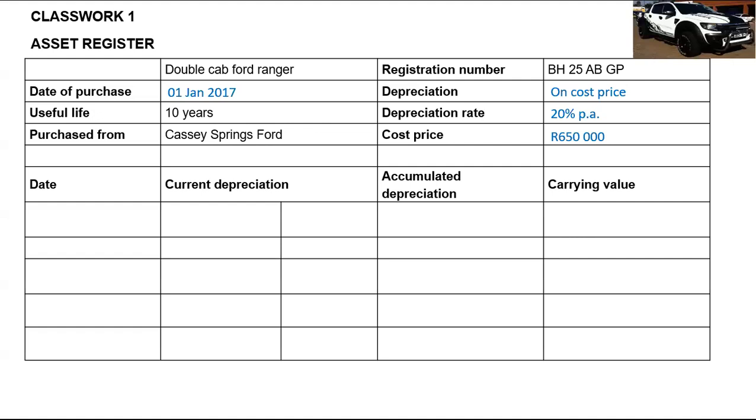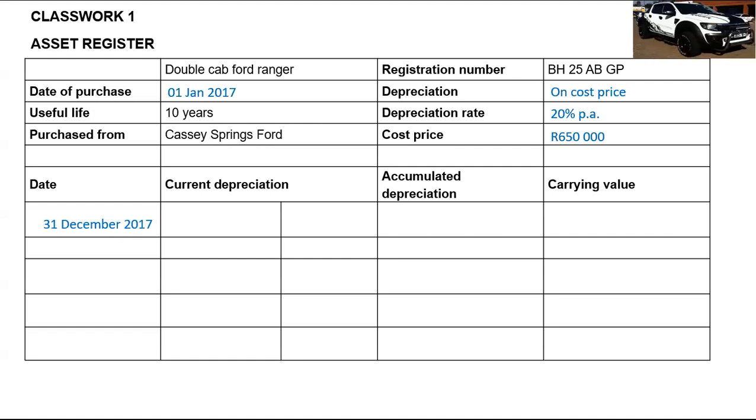But for this one year, it was not given to you, and I'm going to give it to you now, which is December. So for the first year, the asset will be depreciated on the 31st of December 2017. The reason why we depreciate at the end of the financial year is because we need to figure out for this year, how long did we use the asset?